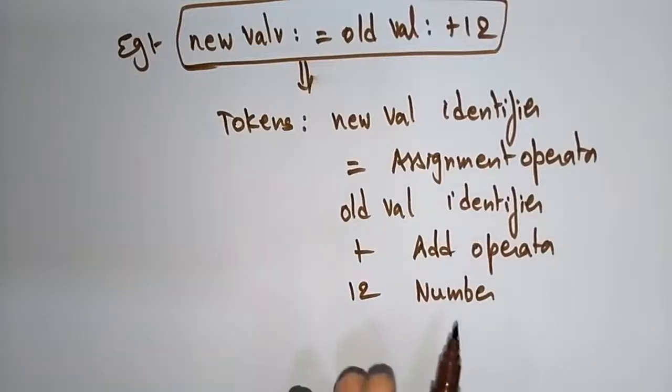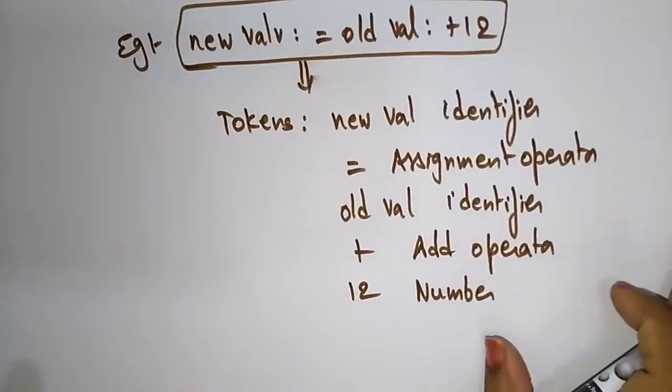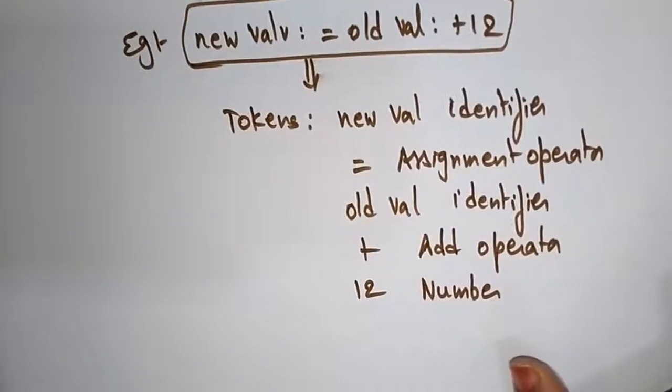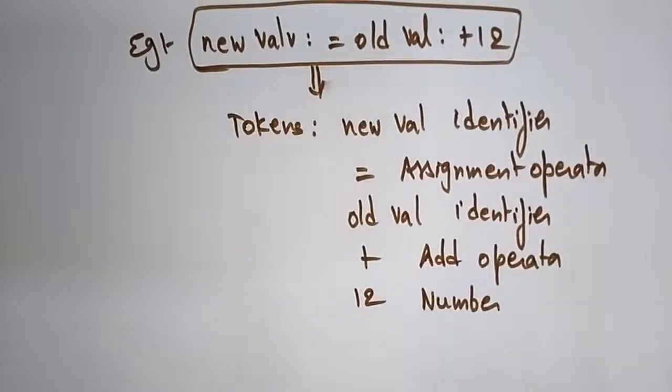Here the lexical analyzer also removes white spaces and errors. So this is phase 1. Let's continue in the second video, where I'll explain the other phases present in compilation. Thank you.